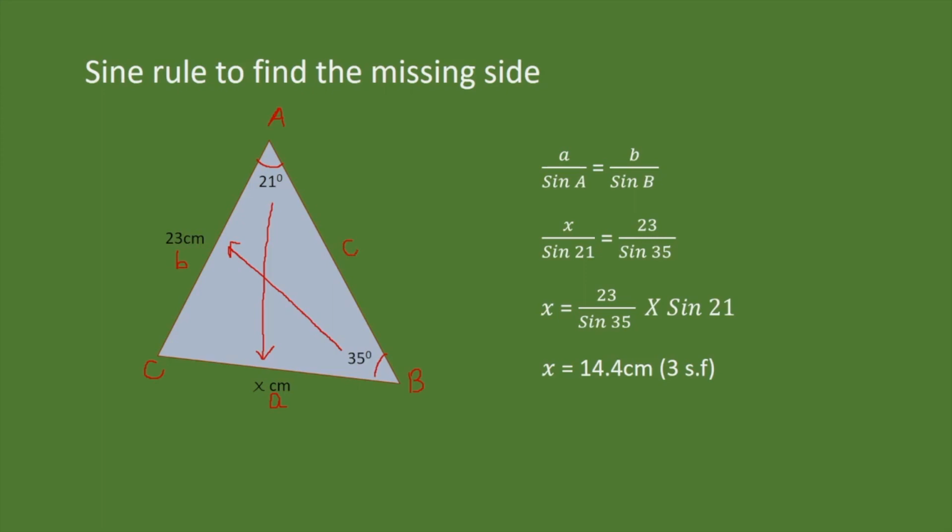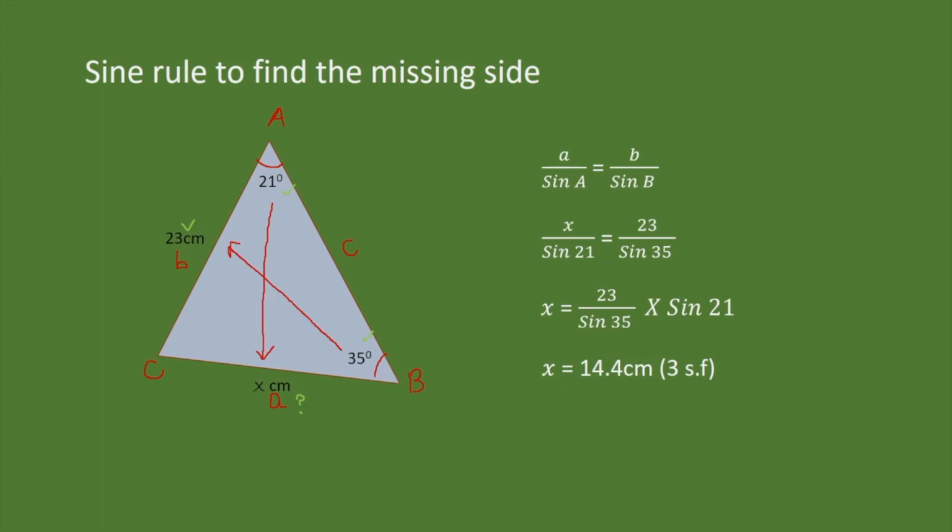If you look at this triangle, we know that we have the value for angle A, we have the magnitude for angle B, and we have the side for B, and we need to find the length for A. Now we have labeled the triangle, let us substitute the values.